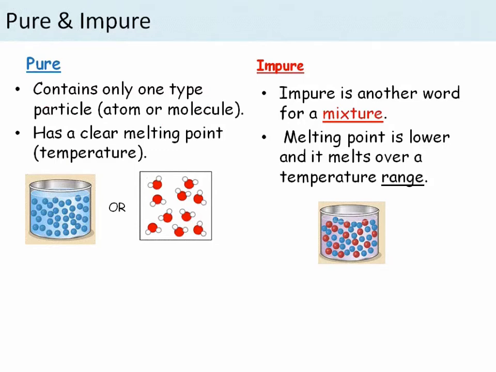An impure substance is what is known as a mixture. This contains more than one type of particle, be that atoms or molecules. The melting point becomes lower and the boiling point becomes higher, and we get a melting or a boiling across a range of temperatures. We can see here that we have got two different molecules or atoms that have been mixed together. This could be water with dissolved salts in it.